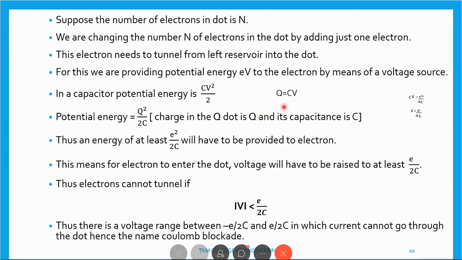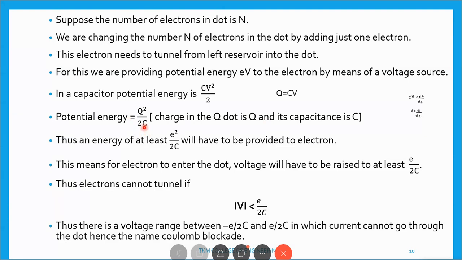Now, we know that in a capacitor, Q is equal to CV. So, the potential energy in a capacitor will be equal to CV squared by 2. You can also write it in another form as Q squared by 2C, the potential energy. So that is the same energy which the quantum dot would be having. Suppose the quantum dot is having the charge Q and its capacitance is C. Then the potential energy of the quantum dot will be Q squared by 2C. Right.